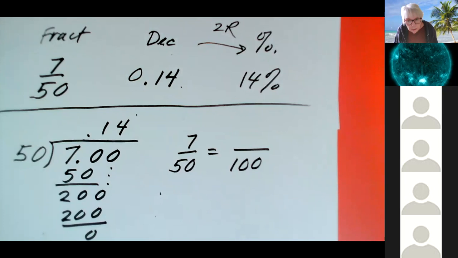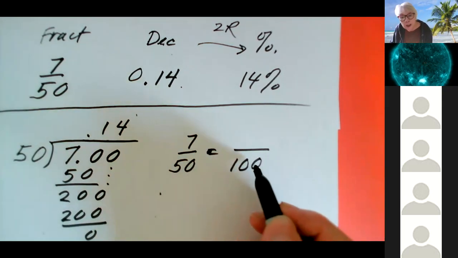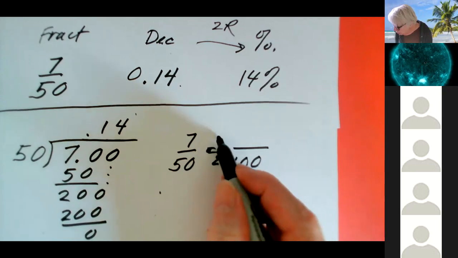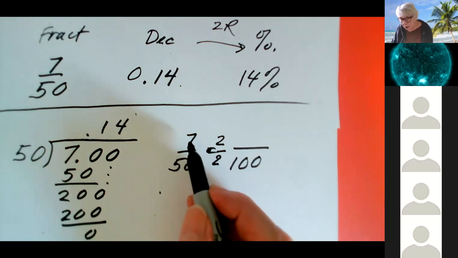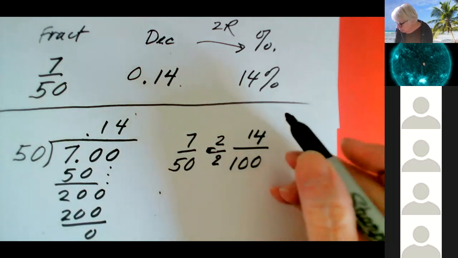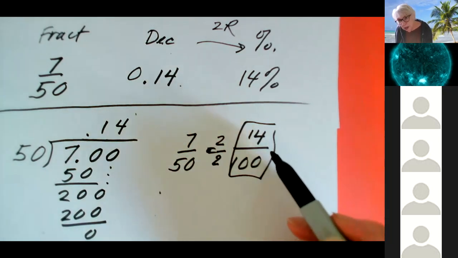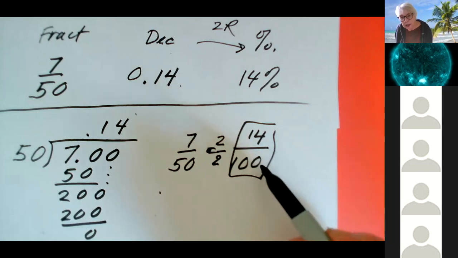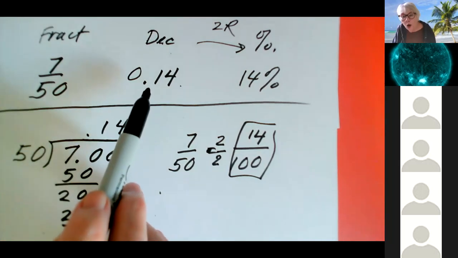If this 7/50 can easily be converted into 100, and this is going back to your fractions, if it can, we are in business. And so what we would do is to get 50 to 100, we'd multiply by 2/2. So 50 times 2 is 100. 7 times 2 is 14. Once we realize that 7/50 is the same as 14/100, we now have the percent. 14/100 is 14%.